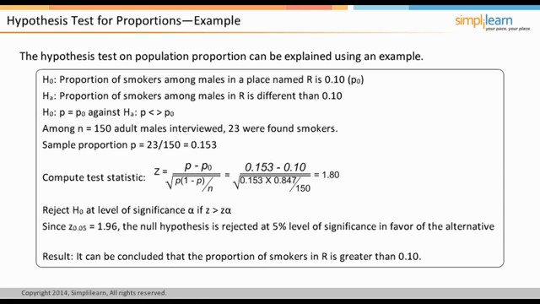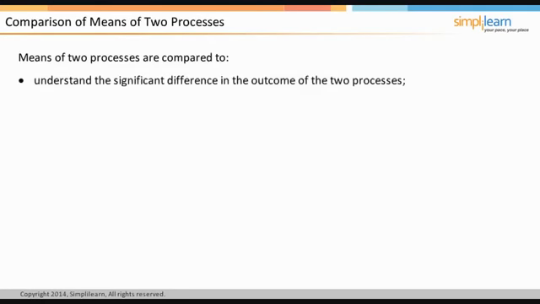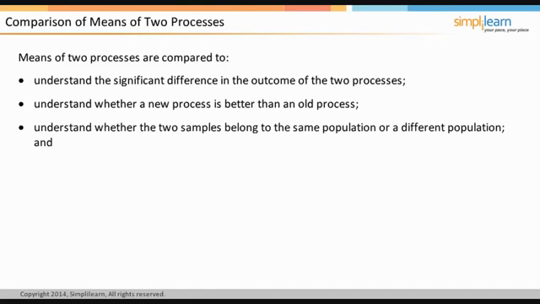is greater than 0.10. In this screen, we will focus on comparison of means of two processes. Means of two processes are compared to understand whether the outcomes of the two processes are significantly different. This test is helpful in understanding whether a new process is better than an old process. This test can also determine whether the two samples belong to the same population or different populations. It is especially required for benchmarking to compare an existing process with another benchmarked process.